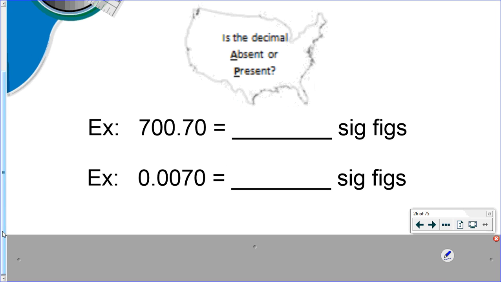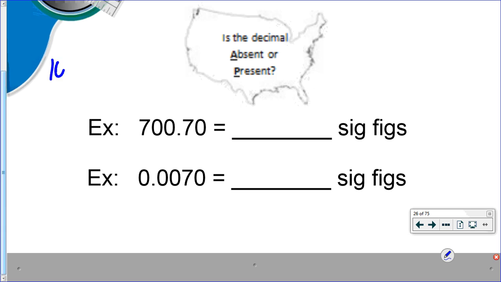What if you have like 10,000? Is there a decimal point present? No. So you go from left to right or right to left? Right to left. How many sig figs do I have? 5 sig figs. Okay, let's do this first, okay? Do I have a decimal point present? Left to right or right to left? Very good. Okay. Left to right. Decimal point present.